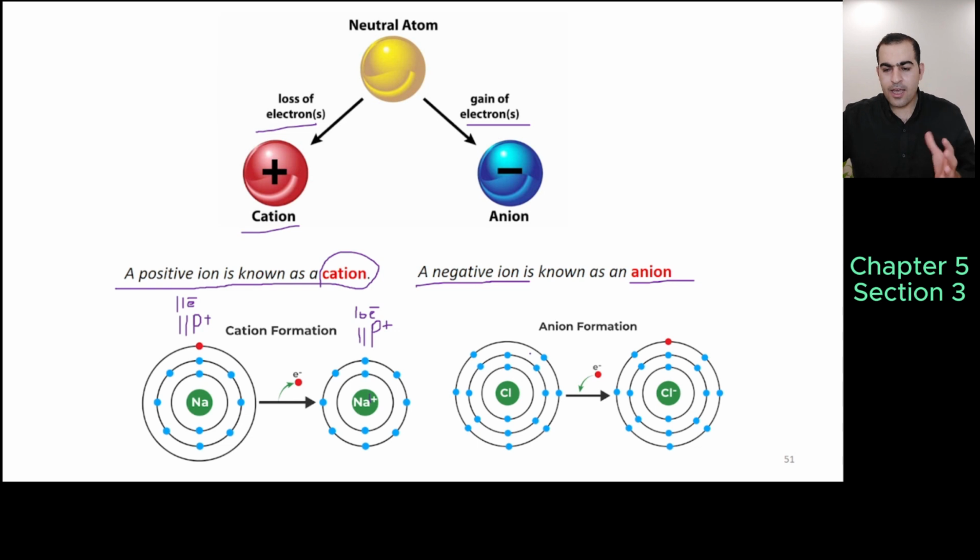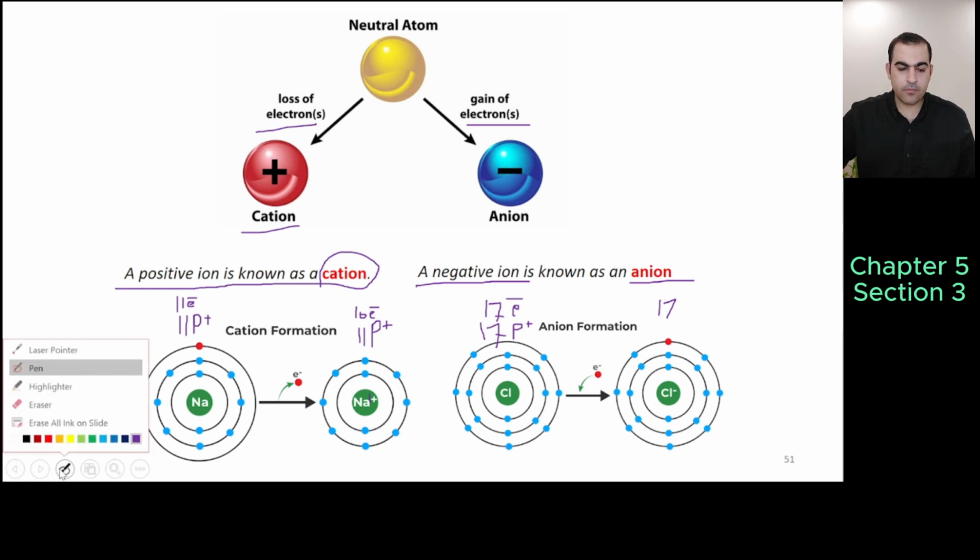Anion formation, or formation of a negative ion. Take an atom like chlorine. Chlorine is a halogen, group 17, they like to gain electrons. So you're going to add one electron. When it gains this electron, what happens? Chlorine, when it's neutral, it has 17 protons and 17 electrons.